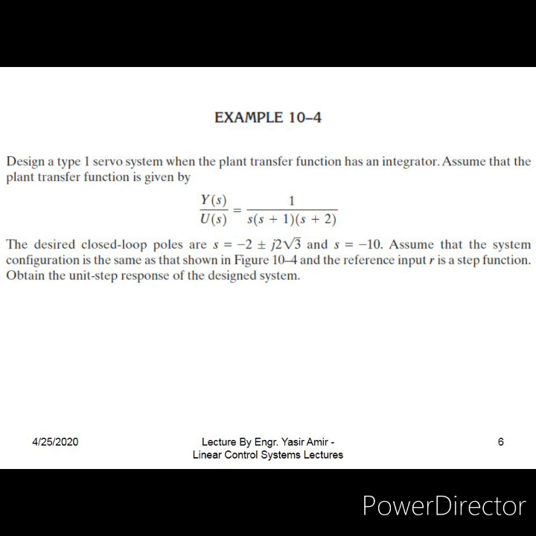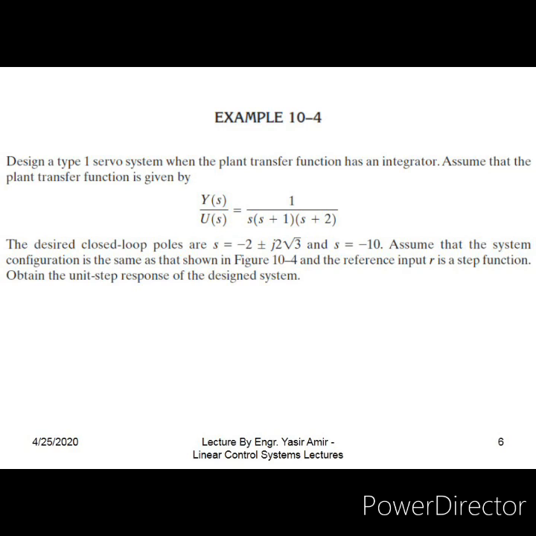Now in this example, example number 10-4, you can see: design a type 1 servo system when the plant transfer function has an integrator. Assume that the plant transfer function is given by Y over U; this is the plant transfer function.